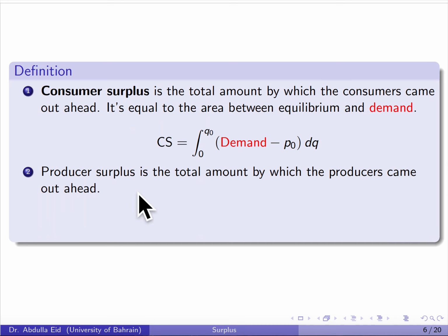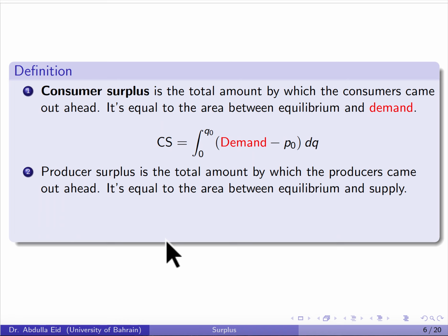On the other hand, producer surplus is the total amount by which the producer, the seller, came out ahead: how much money he was willing to sell for, but now he's selling for more money than he was expecting. It's equal to the area between the equilibrium price and the supply, and it's given by the same integral as above, except that we switch between supply and the equilibrium price.